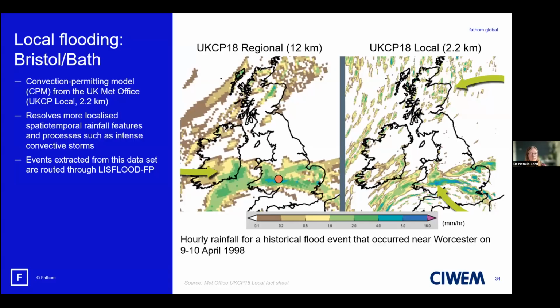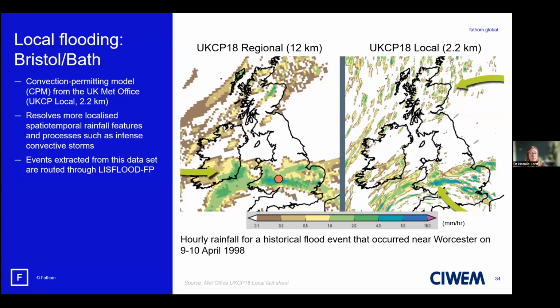So for this, a convective permitting model developed by the Met Office was used, which was known as UKCP Local, which has a resolution of 2.2 kilometres. And so due to this really high resolution, the model was able to resolve much smaller scale spatial temporal rainfall features and processes, such as intense convective storms.